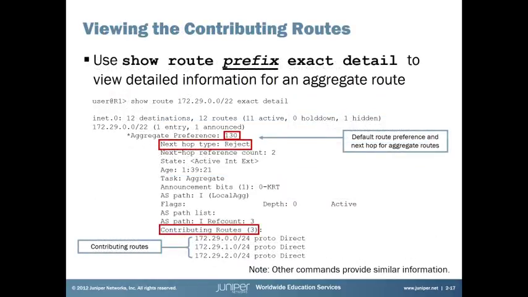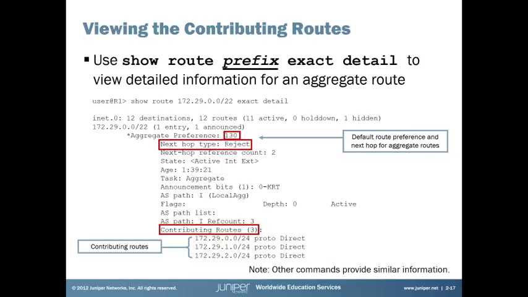So let's take a look at the route here. We have show route 172.29.0.0/22, which is our aggregate. I'm going to use the exact and detail parameters because I want all the information about this particular aggregate route. We're on R1 here. So next hop is reject. Don't panic. We're not going to reject the traffic as long as we have these contributing routes active. As long as we've got at least one of these routes active, we won't be rejecting the traffic. If we lose all of those contributing routes, then we'll be rejecting traffic to that aggregate.